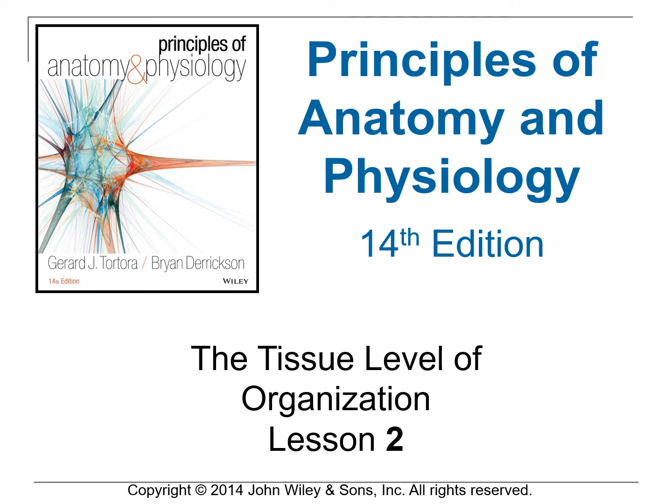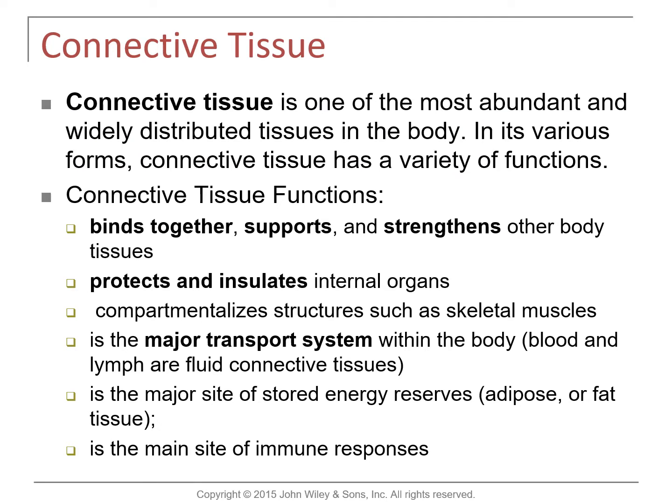In this second lesson for the tissue level of organization, we will look at the remaining three tissues: connective tissue, muscular tissue, and nervous tissue, and again finish with consideration of aging and tissue repair. Let's move on to the second group of tissues, which is connective tissue.